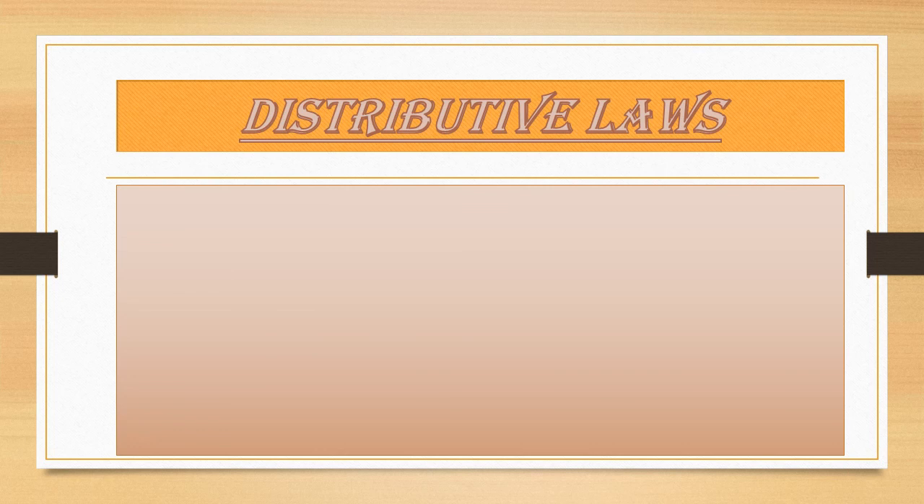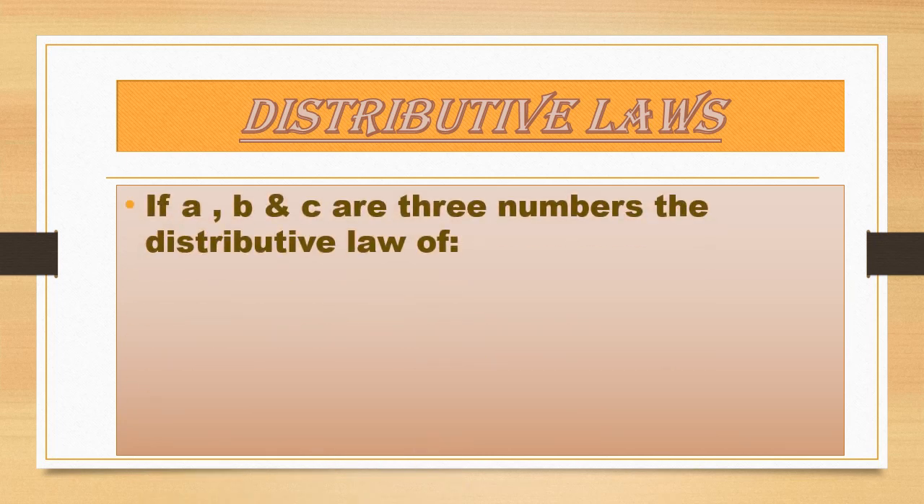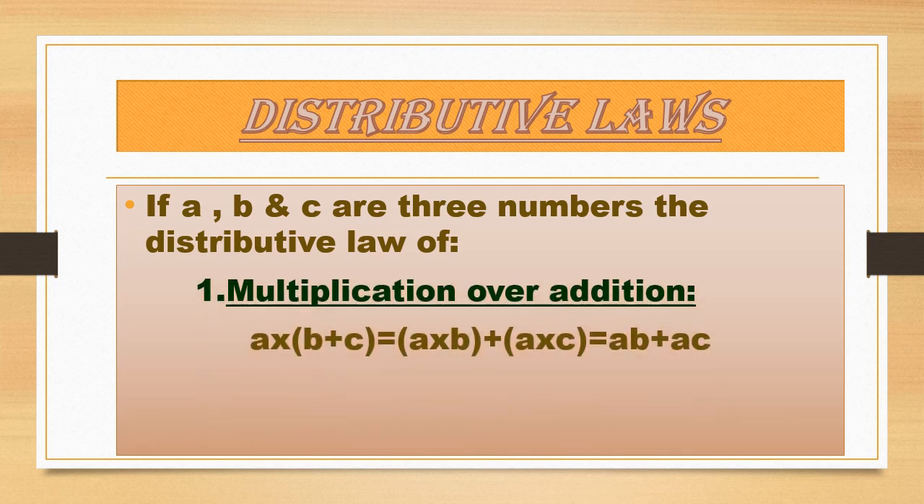Here is the last law, that is the distributive law. In this, if A, B and C are three numbers, then the multiplication over addition property is A multiplied by, in bracket, B plus C, is equal to A multiplied by B in bracket, then place a plus sign, then A multiplied by C in bracket, which is equal to AB plus AC.